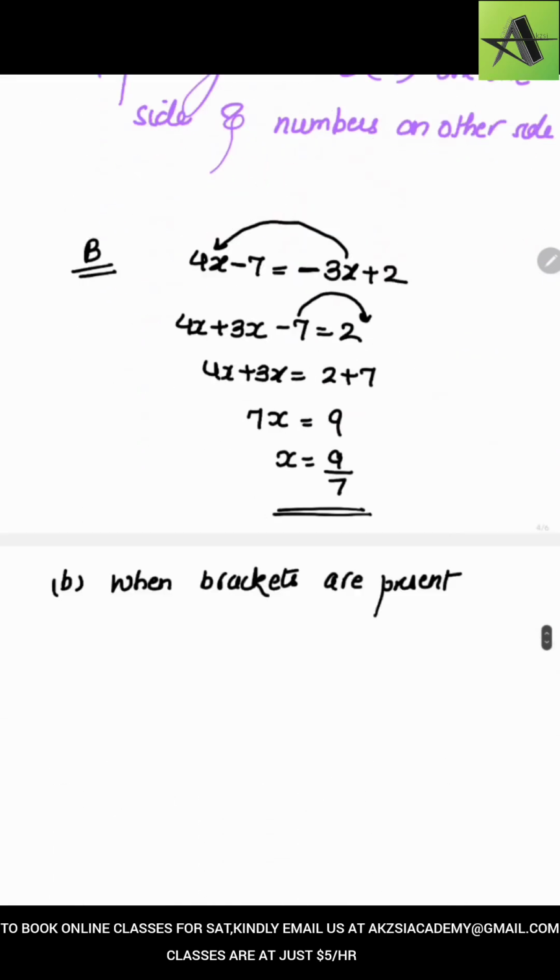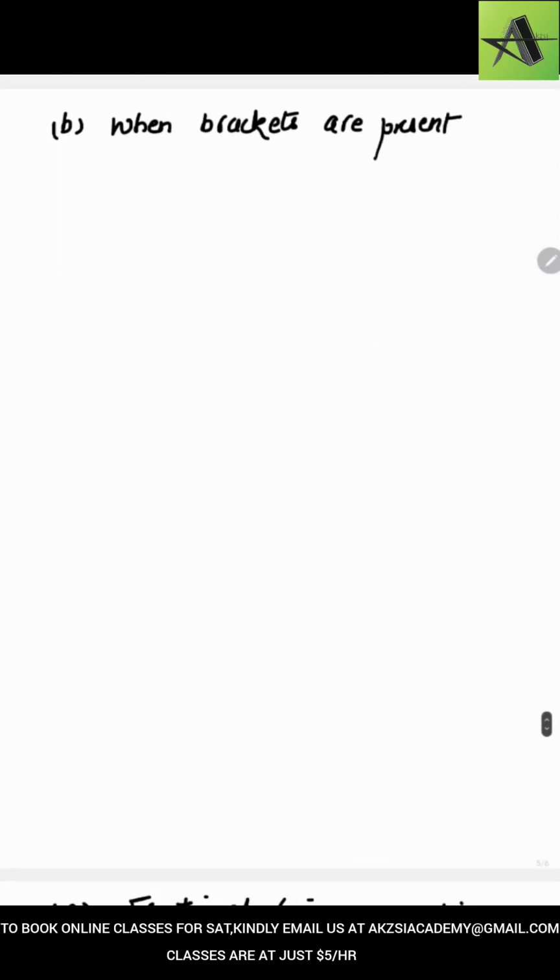The next variation is when the brackets are present. Suppose the question is 2 times x plus 1 plus 3 is equals to 2. Here in this lecture, I'm introducing you with the basics, right? And in the next class, we will be doing worksheet.